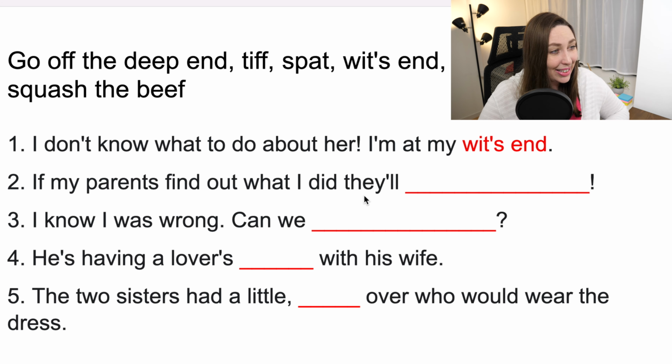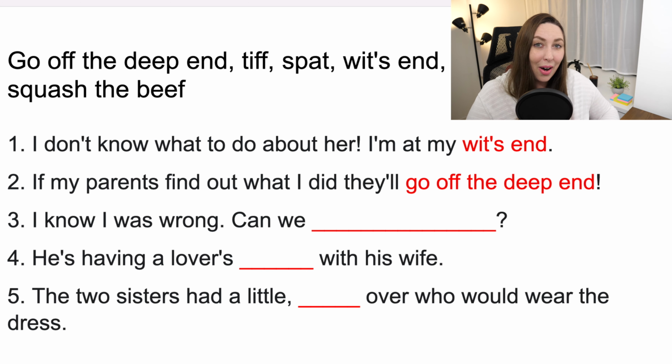The correct answer is go off the deep end. How many of you got that one right? Was that easy? Very good. Okay, if my parents find out what I did, they'll go off the deep end. So they'll get so angry they will lose control.